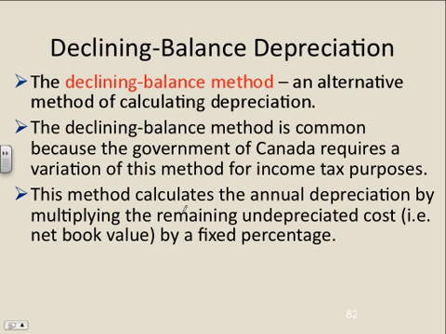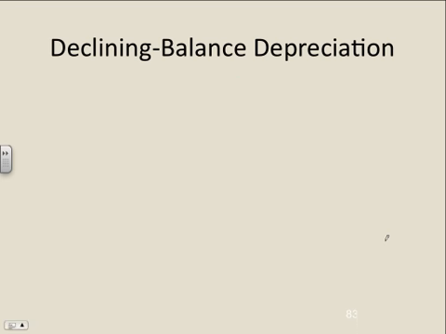It's what you haven't depreciated yet. This is the net book value. Remember, cost minus accumulated depreciation, and we multiply it by a fixed percentage. So in this case, salvage value or residual value does not matter. If it's given to you, ignore it. Okay, so there's a formula. It's going to be depreciation expense equals net book value times rate.